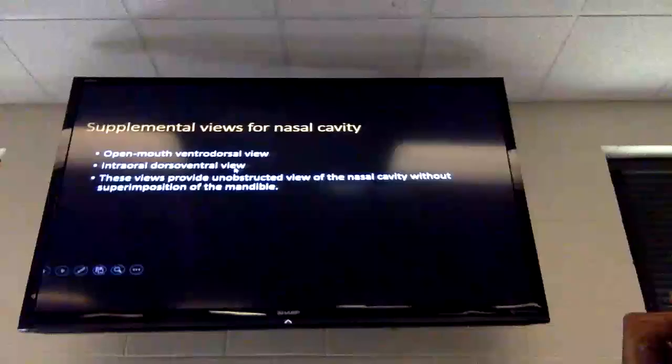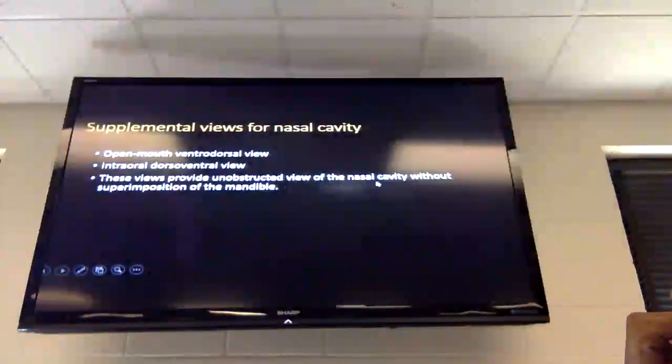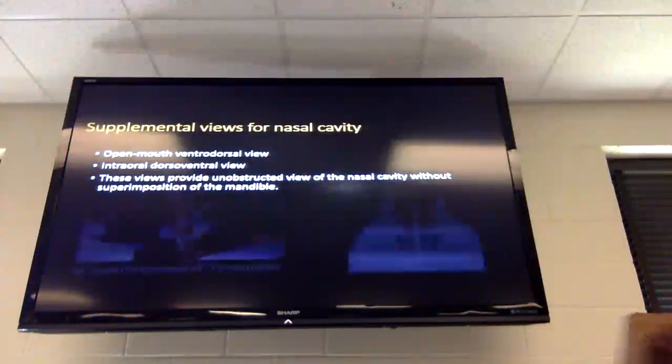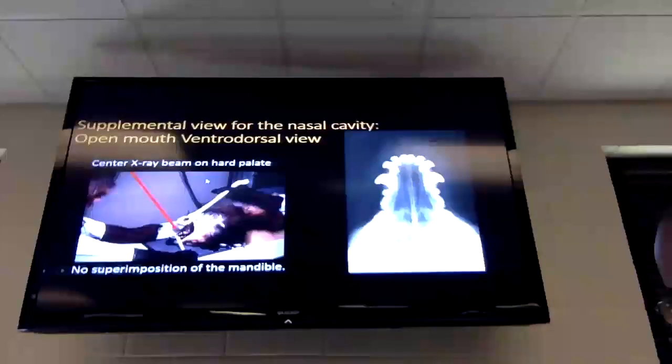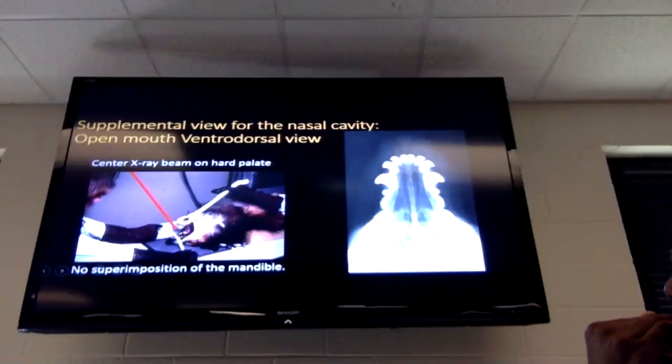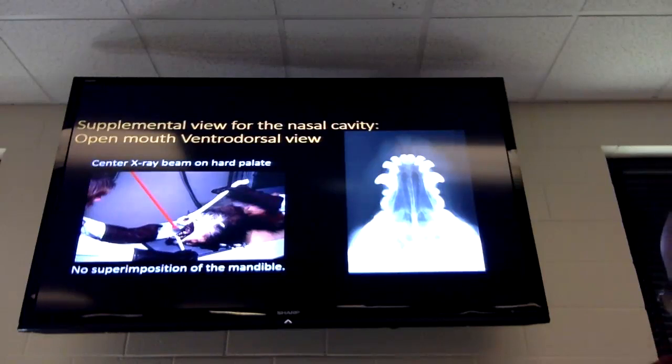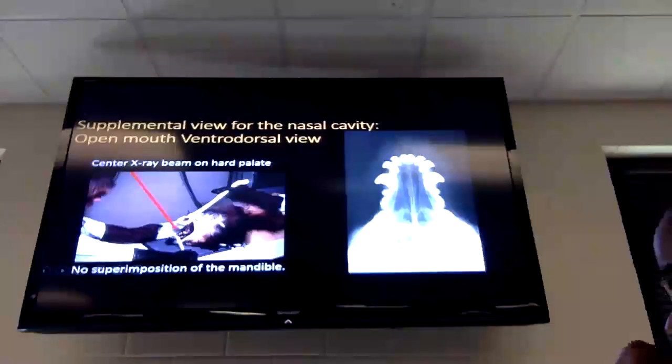So with the supplemental views, we are trying to get rid of the mandible by making it open mouth and intraoral DV. So this is how open mouth DV is obtained. You use the gauze pieces and make sure the maxilla is parallel to the table, because that's what we discussed, right? With the artifacts, if it is not parallel, you will either get a magnified or distorted view of the nasal cavity. So make sure the maxilla is as much parallel to the table as possible.